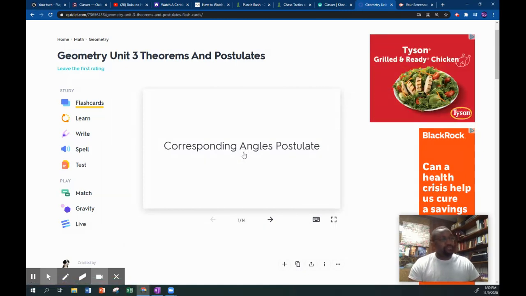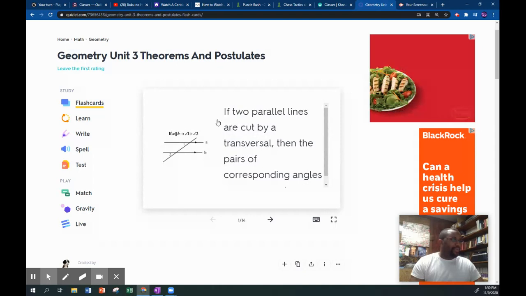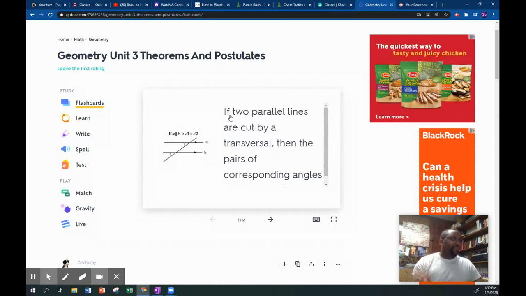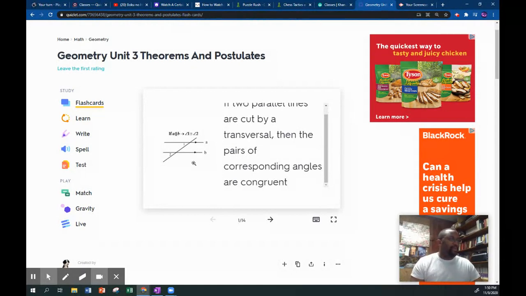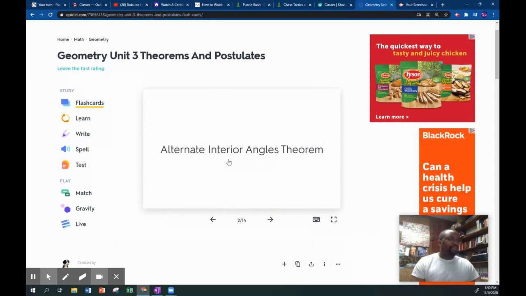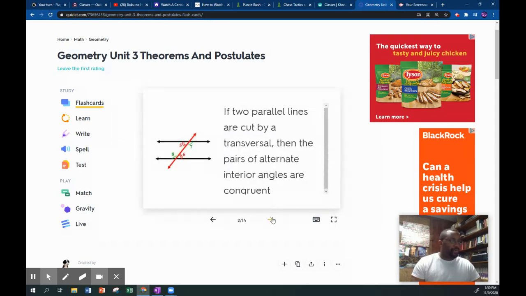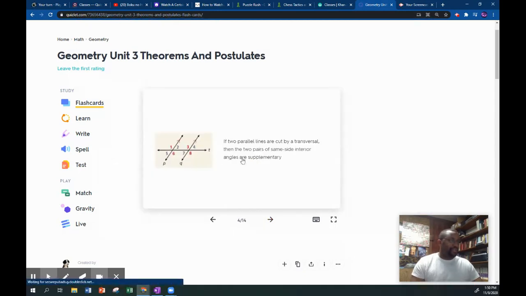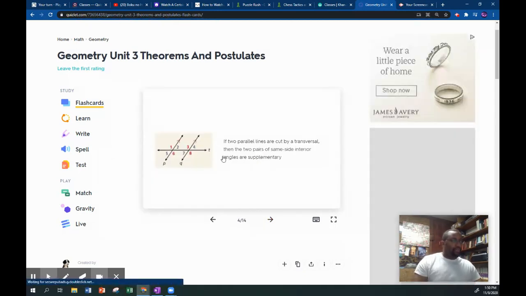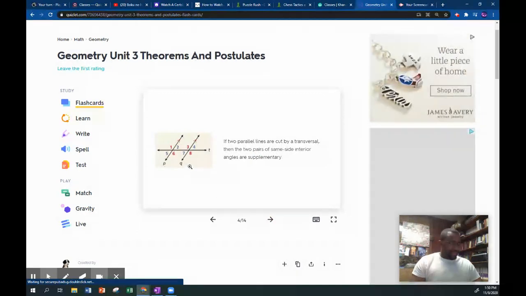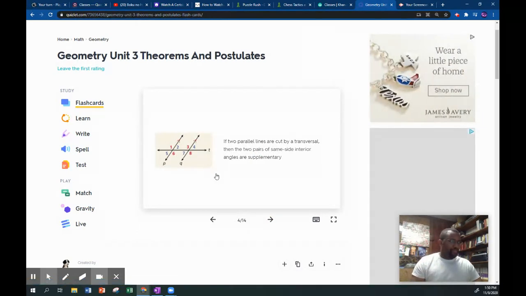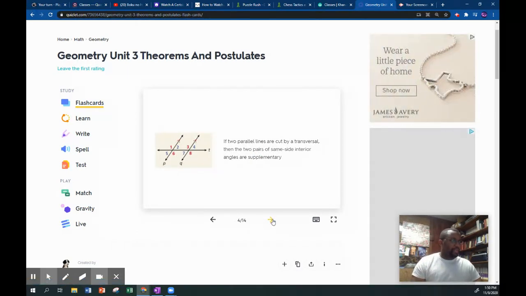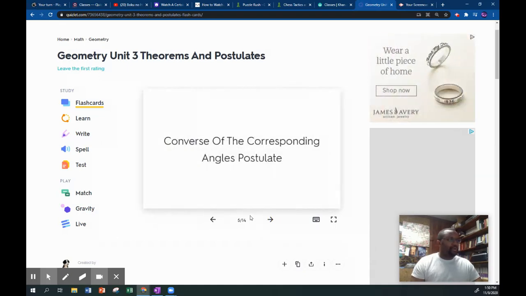For example, your corresponding angles. That's the corresponding angles postulate here. If there are two parallel lines cut by a transversal, then the pairs of corresponding angles are congruent. And then the alternate interior angles theorem, they're also congruent. It's not until you get to the same side interior angles theorem where they're no longer congruent, but they're supplementary, and the rules go on so on and so forth.